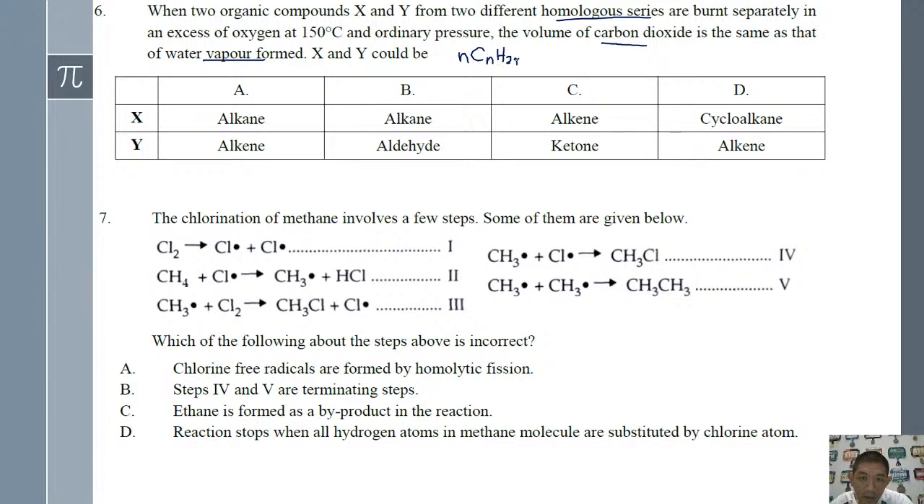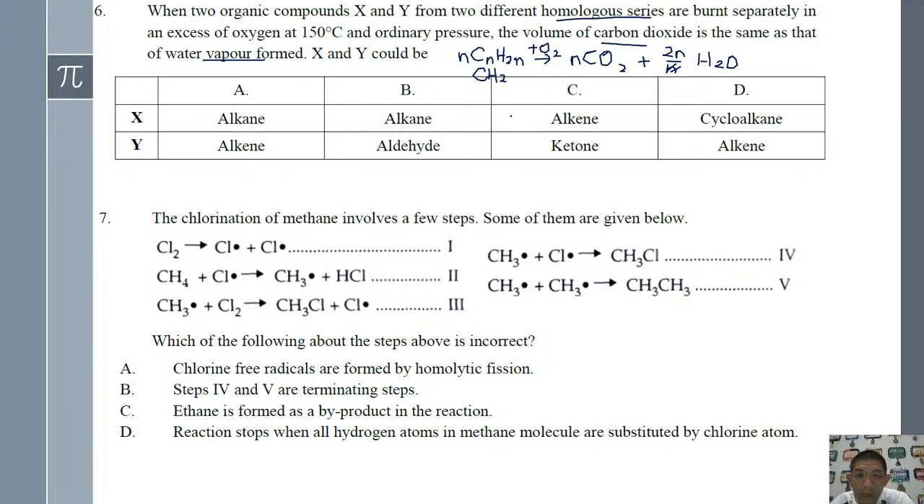CnH2n. When you react it with oxygen, you form nCO2 plus nH2O. Therefore, it must be an empirical formula of CH2. Empirical formula of CH2.